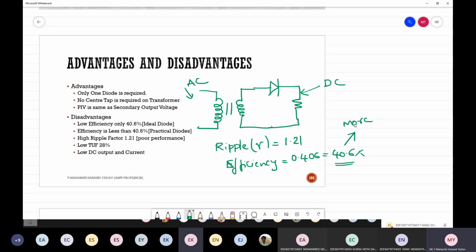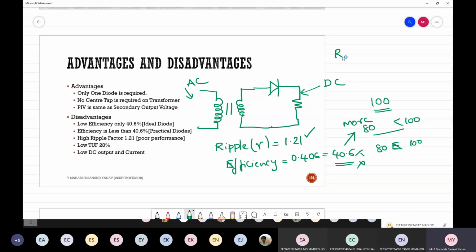We want a value which is almost equivalent to 100, but we can't get that much. Almost below 100, so approximately in the range of 80 to 100 is enough for us. So this is a small value, and it is one of the disadvantages. Whereas ripple is 1.21. Is it good or not? It should be 1 or else it should be 0.